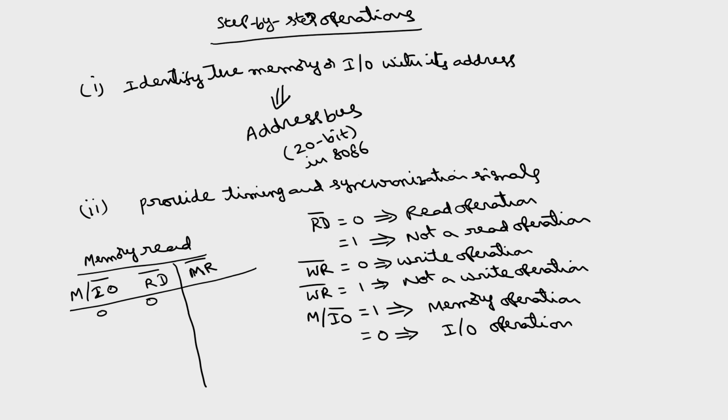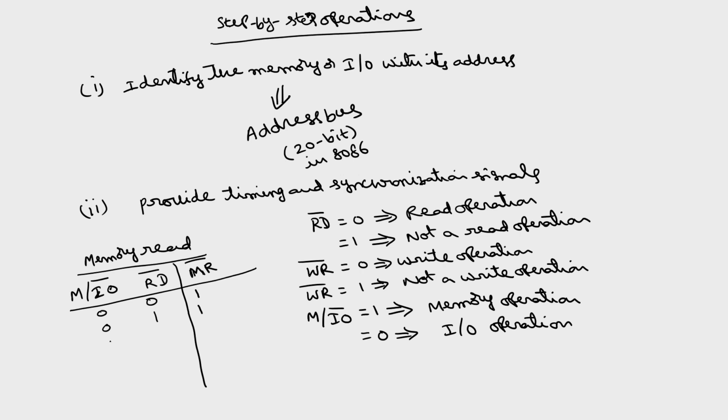So, you see here this is M by I O bar is 0, which means this is an I O operation, not a memory operation. So, we have to make this memory read bar as 1, so that it is not a memory read operation. Similarly, if I take 0 1, still this M by I O bar is 0, which means this is an I O operation. So, it is not a memory read operation. So, memory read bar is 1.